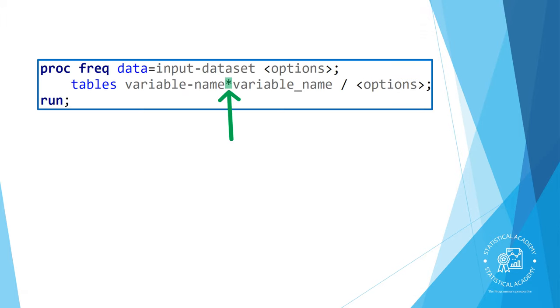This little symbol in the table statement can make a huge difference in the results. When you place an asterisk between the two variables in the table statement, PROC FREQ produces a two-way frequency or a cross tabulation report.